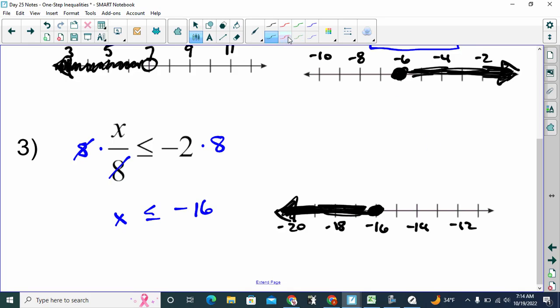Notice if I had changed this problem, if it was x divided by -8, so I multiply both sides by -8, negative times negative is positive. When I multiply both sides by that negative number, I would have flipped my inequality around this way.